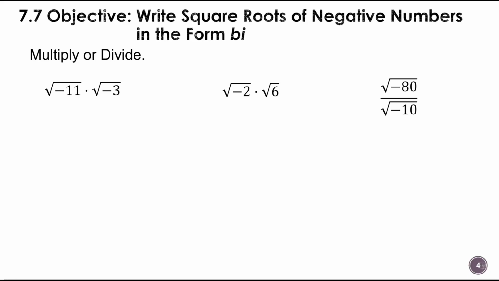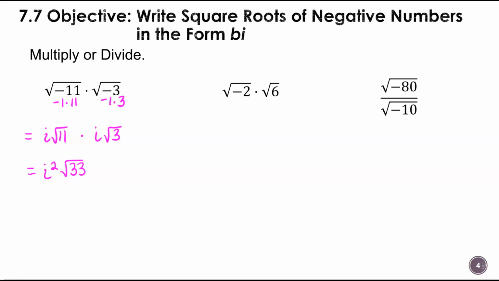So we are going to make sure that we take the square root of the negative 1 out and then go from there. On both of these, we have negative 1 times 11, negative 1 times 3. So we're going to have i radical 11 times i radical 3. We take the square root of negative 1 and that comes out. And then we multiply. So when we multiply, we get i squared times the square root of 33.